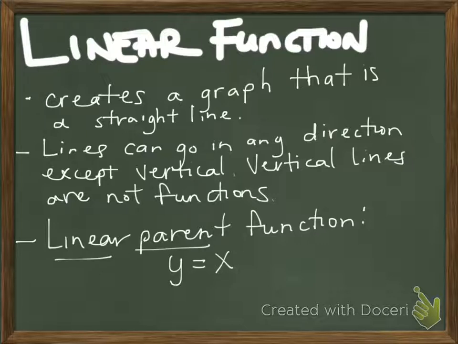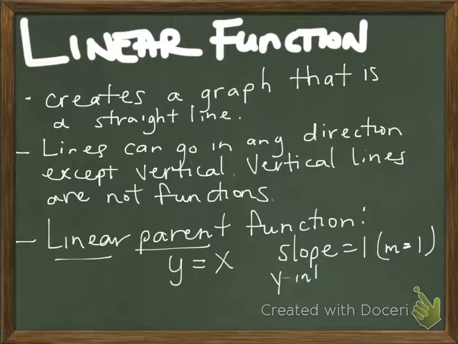Okay, it creates a straight line like it says earlier, but it has a slope equal to 1, where we write this in algebra as m equals 1. We'll talk more about that later. Okay, and it also has a y-intercept equal to 0, or we write this as b equals 0. And again, we'll talk more about that later.